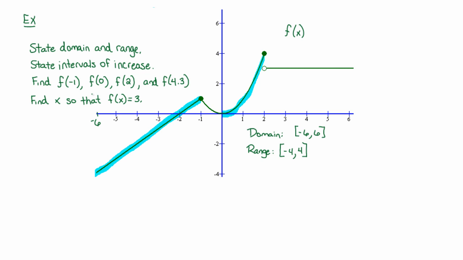So let's talk about what it means. State the intervals of increase. It means what x values lead to all of those y values that are increasing. Well, let's see. It starts at x equals negative 6, and for all those x values all the way up to x equals negative 1, it's increasing, increasing, increasing.